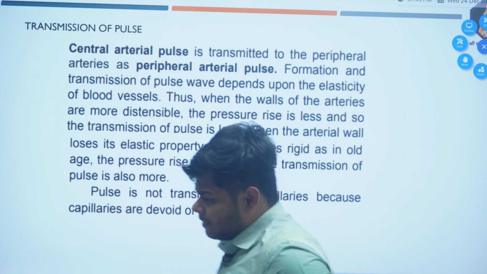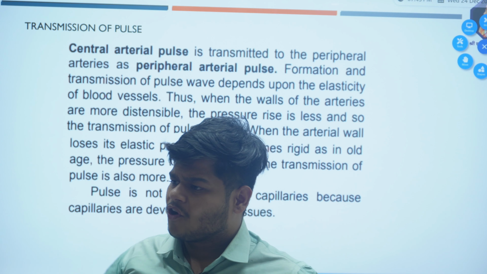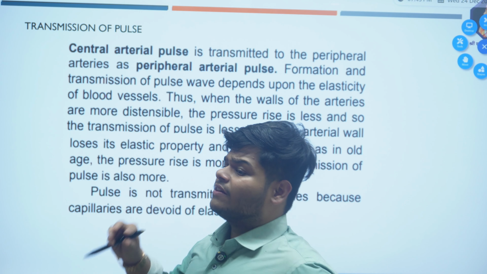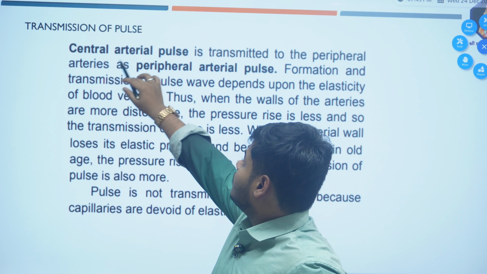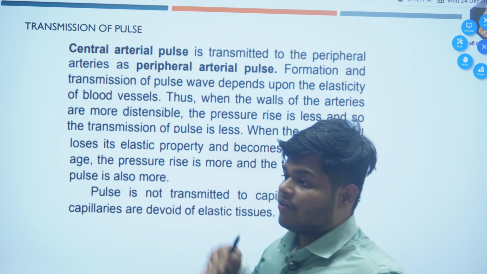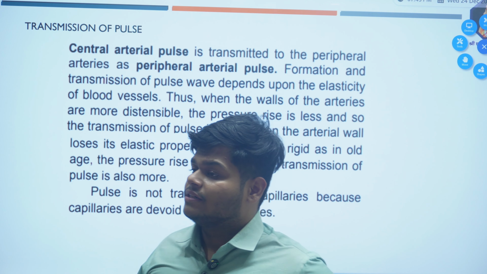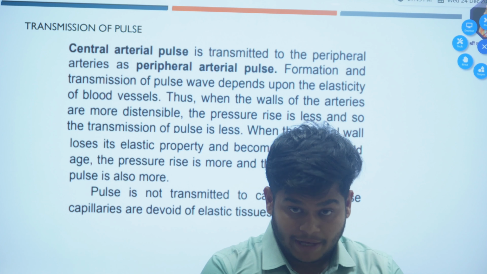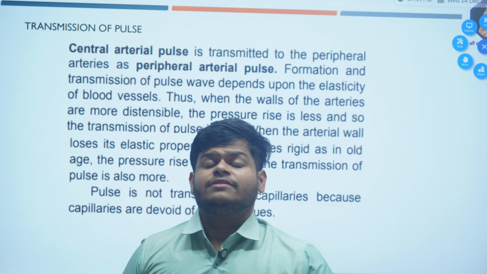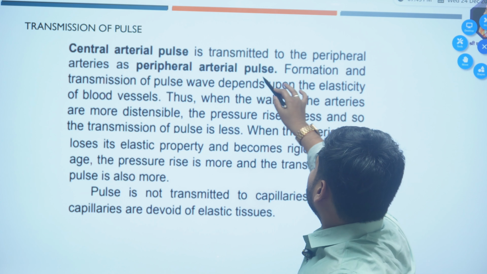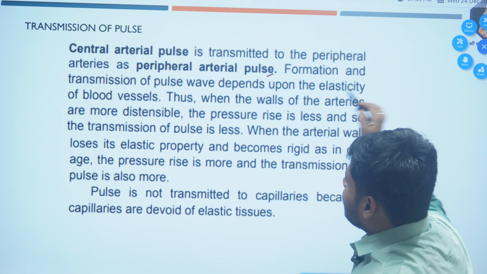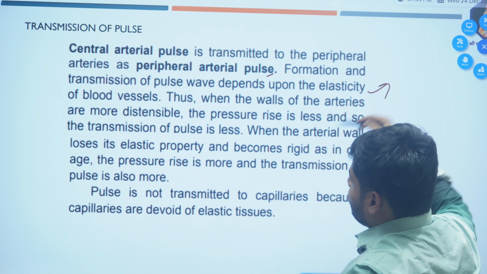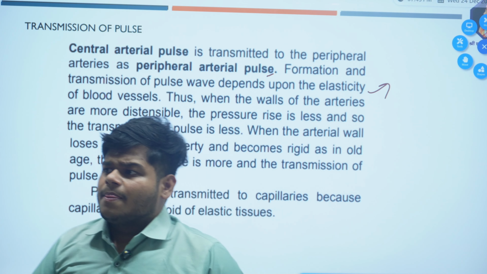Now, transmission of pulse. How is the pulse transmitted from the heart towards the periphery? When the pulse is generated at the heart, it is called the central arterial pulse. And when it travels through all the blood vessels and reaches the periphery, it is called the peripheral arterial pulse. Formation and transmission of the pulse wave depends upon the elasticity of vessels, right?